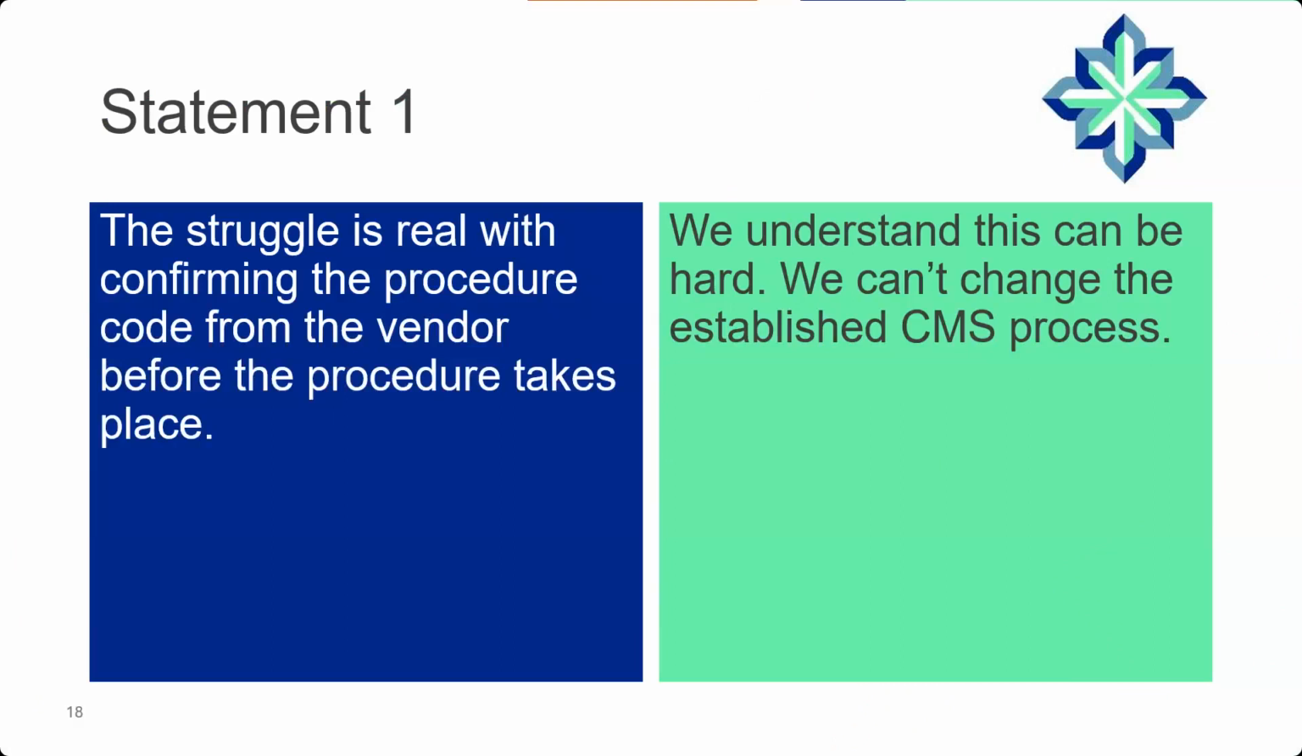So the struggle is real with confirming the procedure code from the vendor before the procedure takes place. This is very true, and we do understand that. Sometimes confirming the procedure code with a vendor is impossible. And people say, well, what do you mean? Well, what if something happens during the procedure which moves it up or down? What if there are levels within the procedure? There are time factors within the procedure.